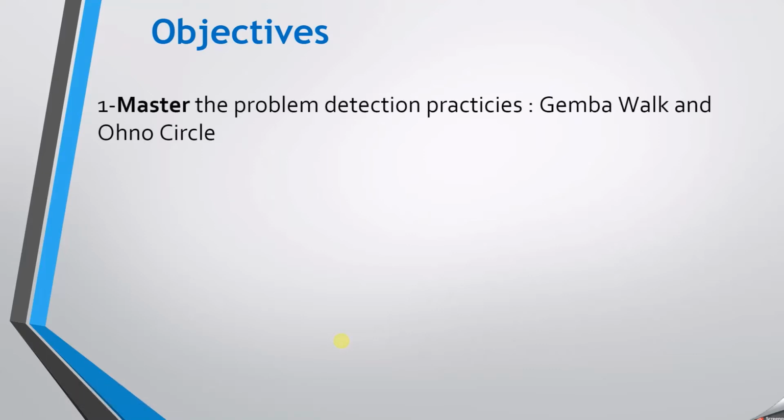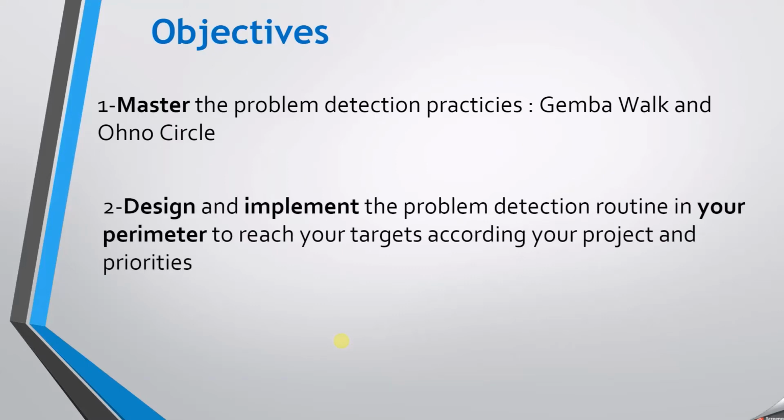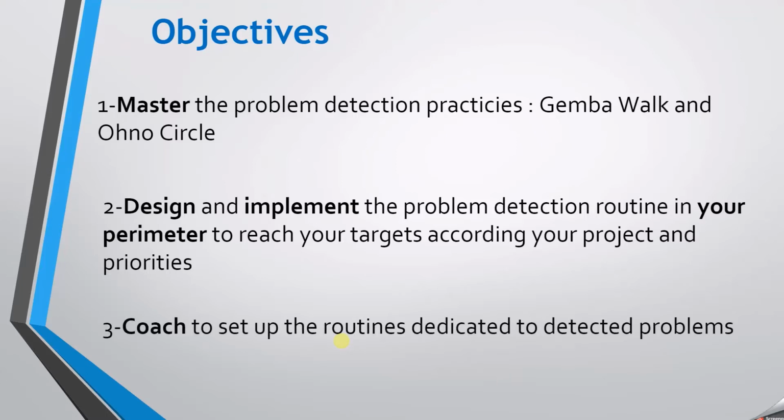The first objective is to master the problem detection practices like a Gemba Walk and Gemba Stand, also known as Ono Circle. The second objective is to design and implement the problem detection routine in your perimeter to reach your targets according to your projects and priorities. And the third objective is to coach to set up the routine dedicated to detect problems.